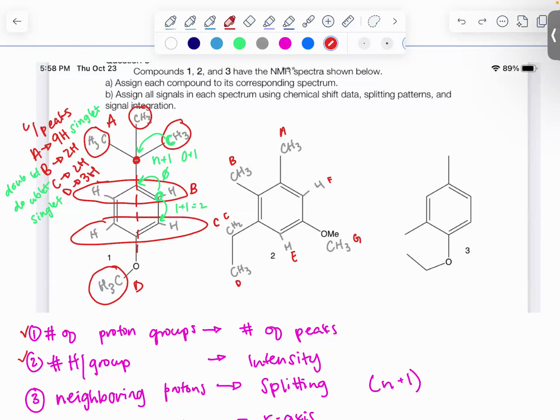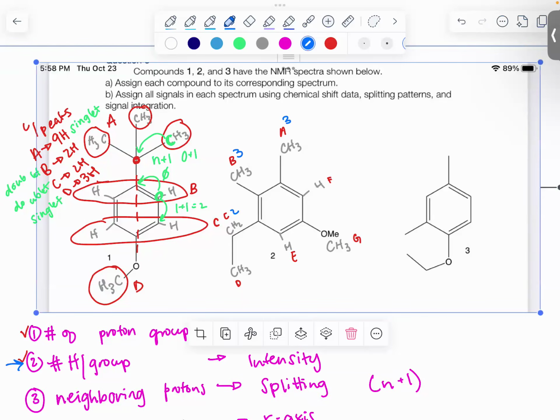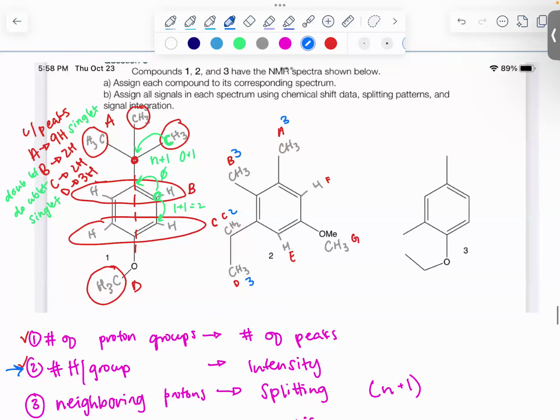We can break down what we assume the intensity to be. So what is our assumed intensity of A? Step 2 of our process. 3. What about B? C? D? E? F? G.